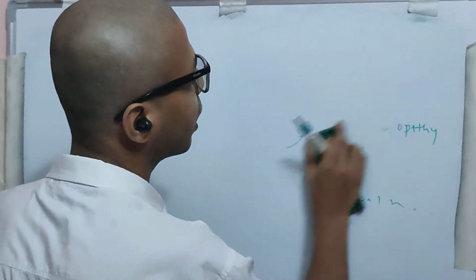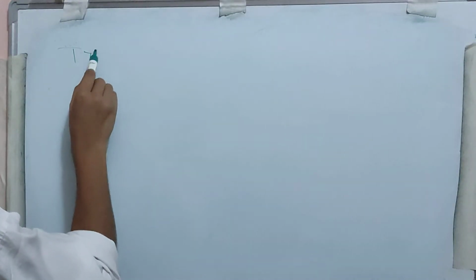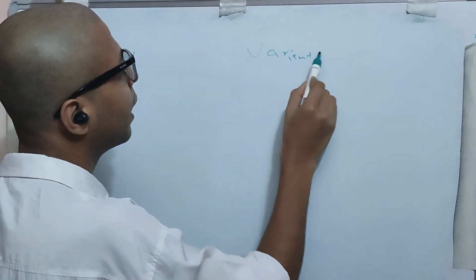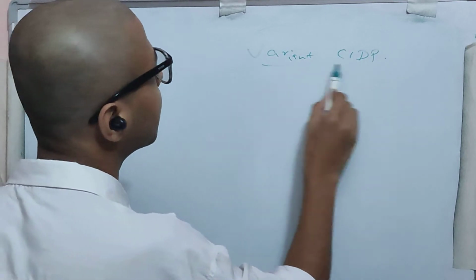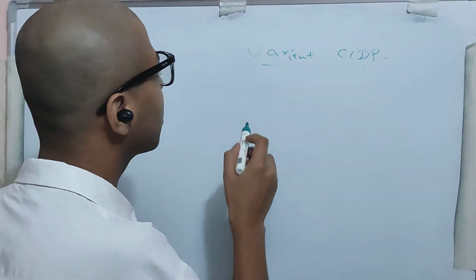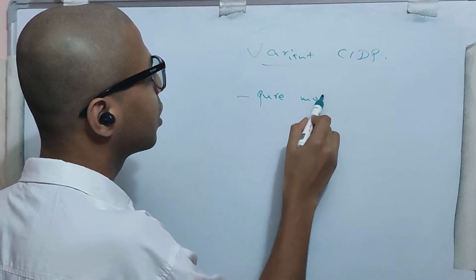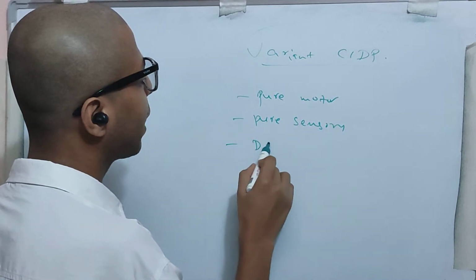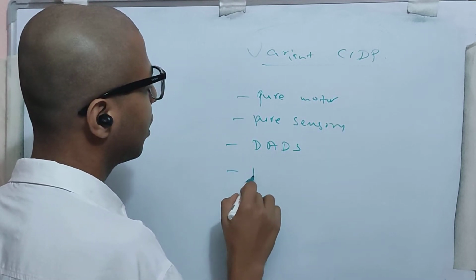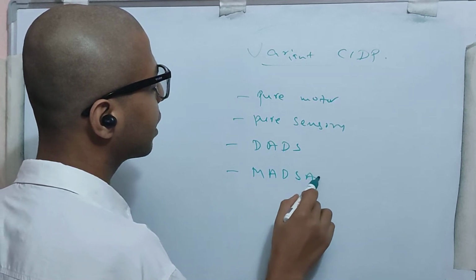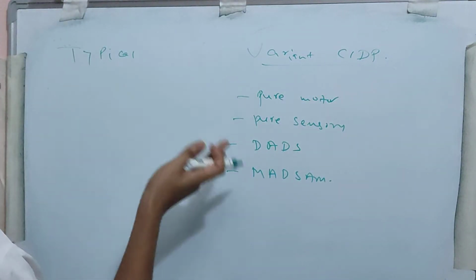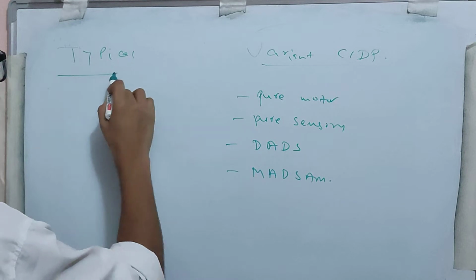And now let's talk about the two variants of CIDP. One is called typical CIDP, where you can see the typical course. Another is called variant CIDP, which includes pure motor CIDP, pure sensory CIDP, distal acquired demyelinating sensory neuropathy, and multifocal acquired demyelinating sensory motor neuropathy. So these are the different variant CIDPs, and this is typical CIDP.